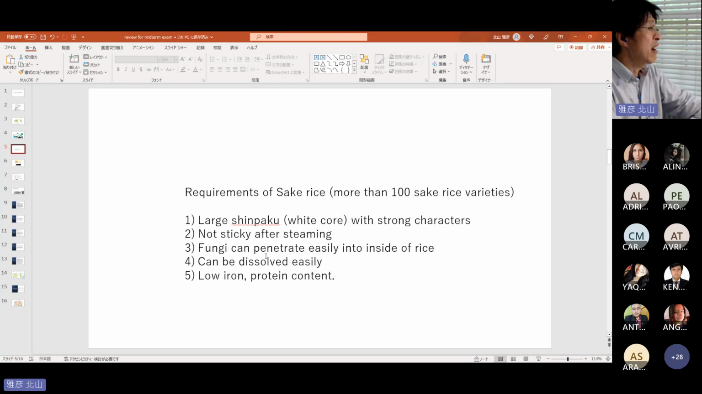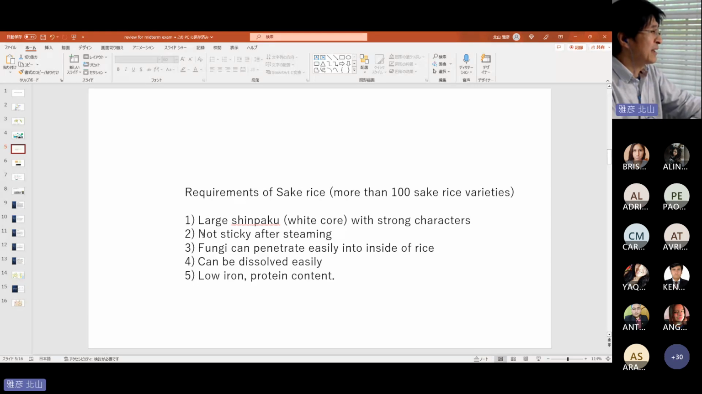So these are the requirements of sake rice for sake production. Number 1, we prefer to use rice with a large shinpaku, white core. This is very important. With strong character, it means the shinpaku shouldn't be broken by polishing. So this is one requirement for making sake.